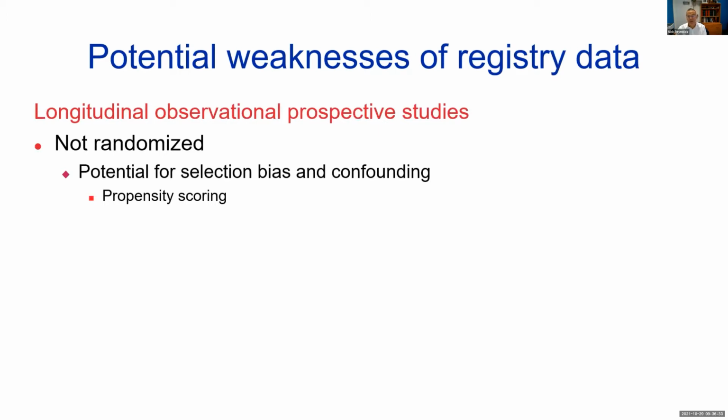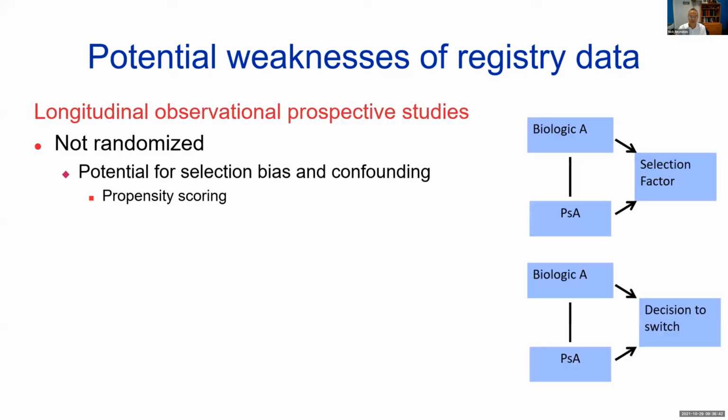There are, though, some potential weaknesses of registry data. Clearly, these patients are not randomized, and that may lead to selection bias and confounding. That's illustrated by a comorbidity such as psoriatic arthritis that may be a factor in how a physician selects which therapy or biologic to use, and it may also affect the decision to switch to a biologic depending on the response of both the skin and the joints. Now, this can be compensated for to some extent by a statistical mechanism called propensity scoring, which, if you like, is a weighting and allows you to essentially treat registry data like a randomized controlled trial.